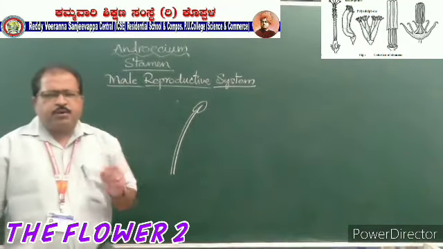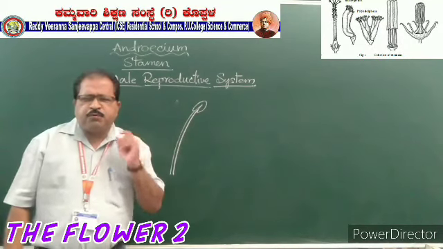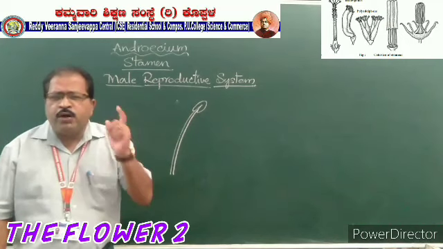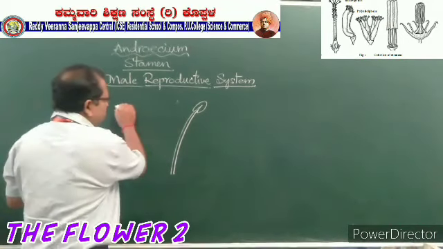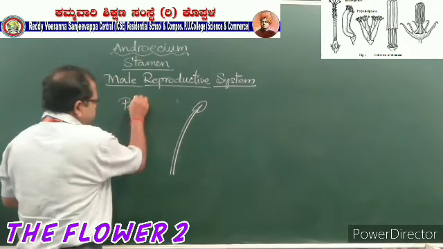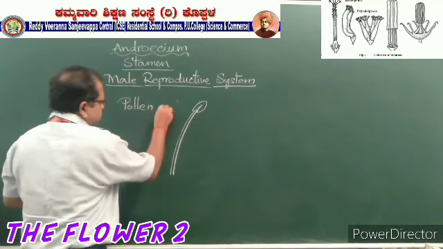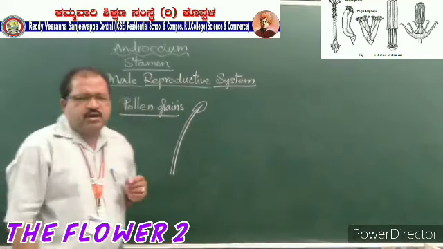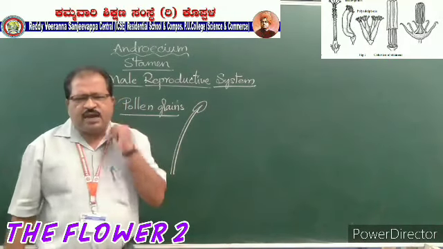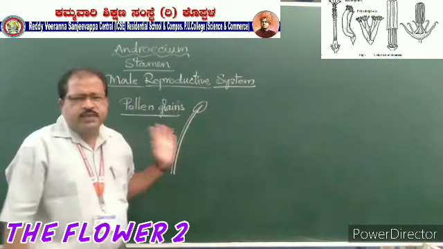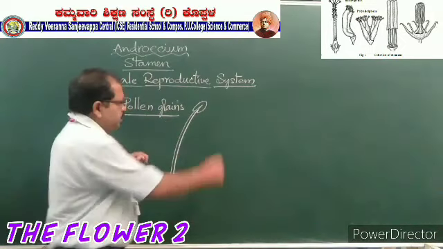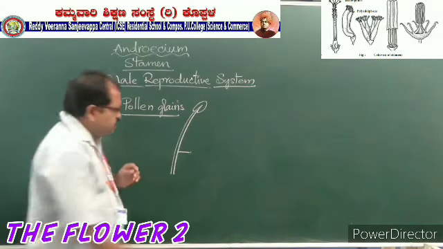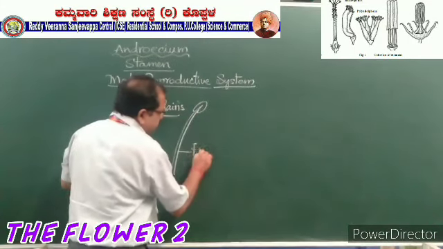The stamen is the male reproductive part which produces the male gametes. Those are called pollen grains. The male gametes are called pollen grains, and the stamen consists of two major parts. The long stalk-like structure is called the filament.